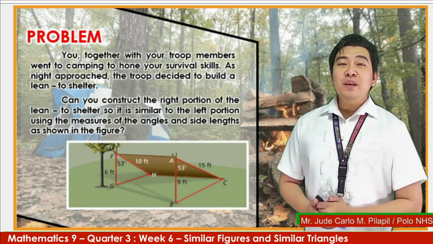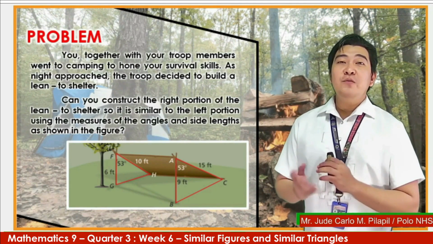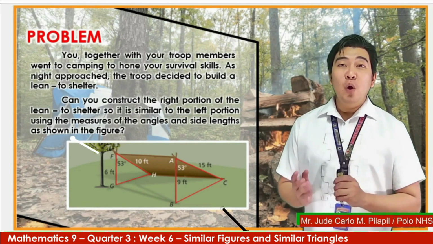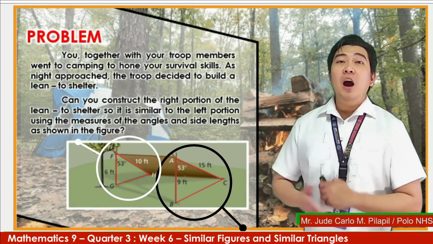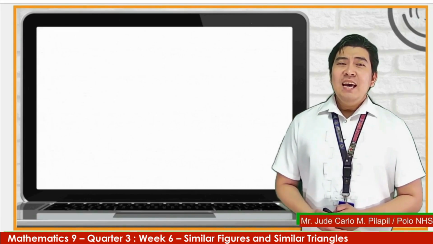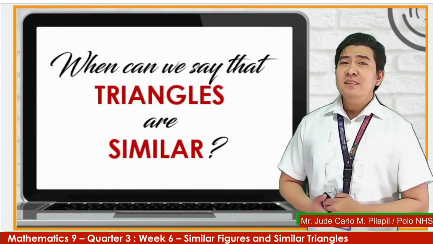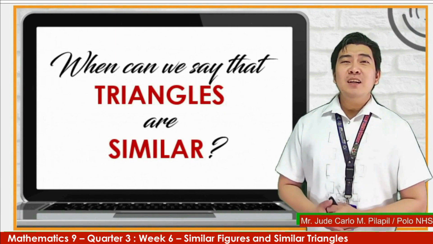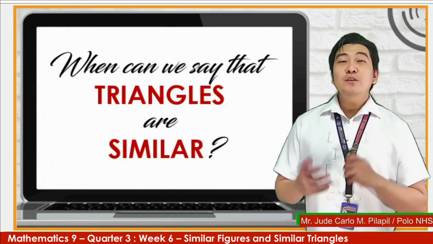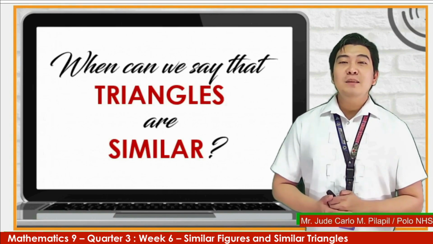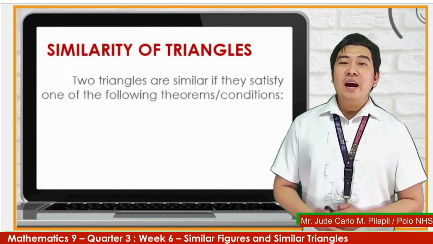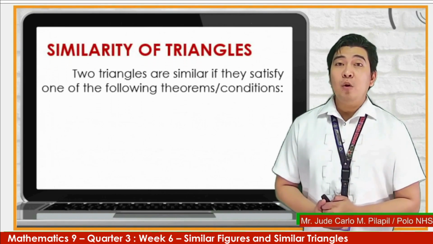For us to say that we can construct the right portion of the lean-to shelter similar to the left portion, we should show that the two triangles formed are similar. So, when can we say that triangles are similar? Just like triangle congruence, there are postulates and theorems that can be used to say that the two triangles are similar. So the two triangles are similar if they satisfy one of the following conditions or theorems.